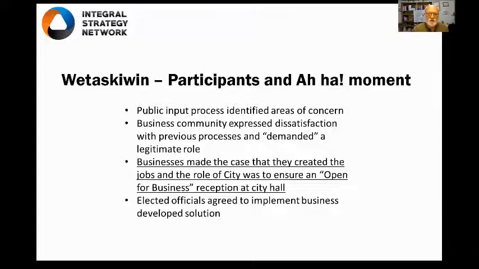So businesses in the Wetaskiwin region made the case that they were the ones that were creating the jobs, and the role of the city was to ensure that they were open for business, and when the businesses came to City Hall, that they received that type of a reception. Elected officials in Wetaskiwin, to their credit, agreed to implement the business-developed solutions. So the businesses worked with the public.